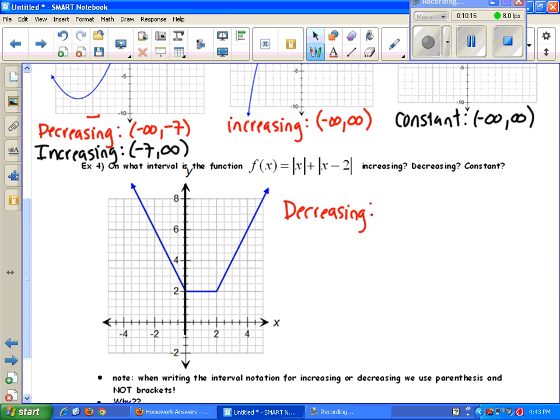So we are decreasing on the interval from x values that come from negative infinity and stop at an x value of 0. And of course, again, I'm not going to use a bracket there because that's the point at which it's changing. So then notice from the next part, from 0 as an x value to an x value of 2, we are constant.